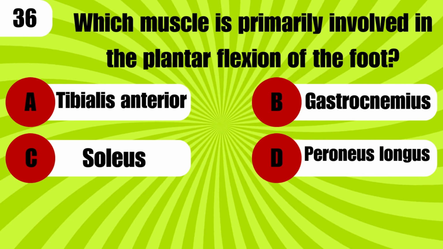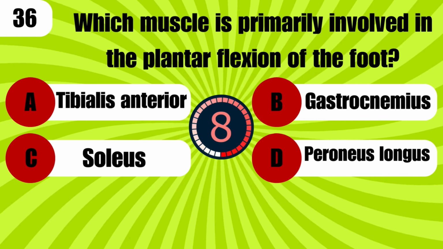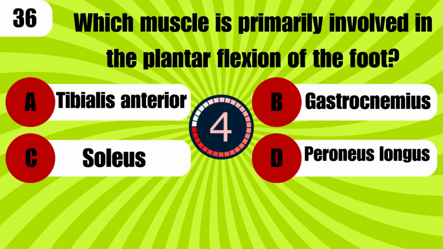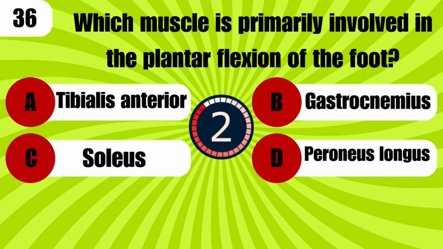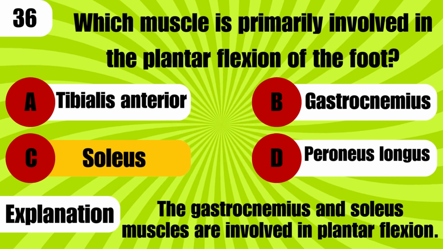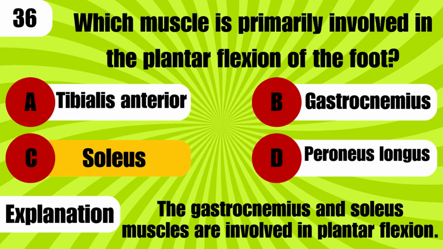Which muscle is primarily involved in the plantar flexion of the foot? Option A tibialis anterior, gastrocnemius, soleus, peroneus longus. The right answer is soleus. The gastrocnemius and soleus muscles are involved in plantar flexion.